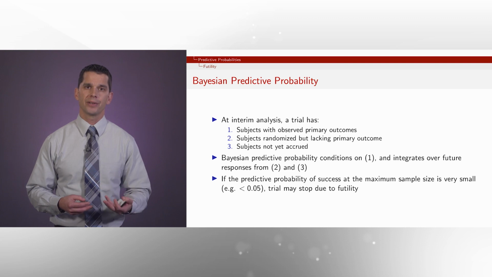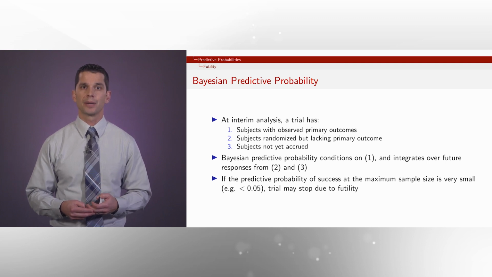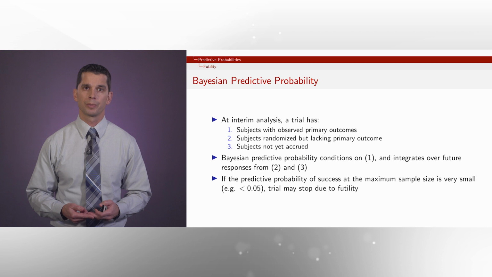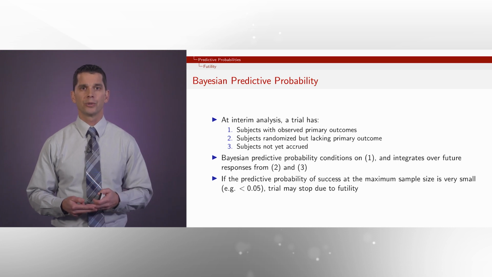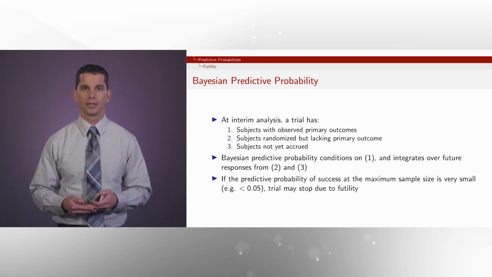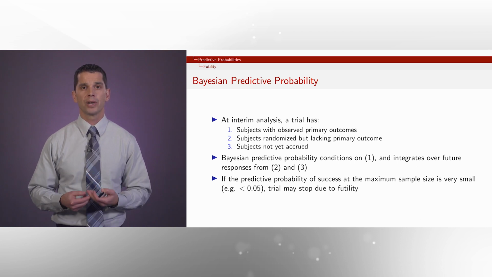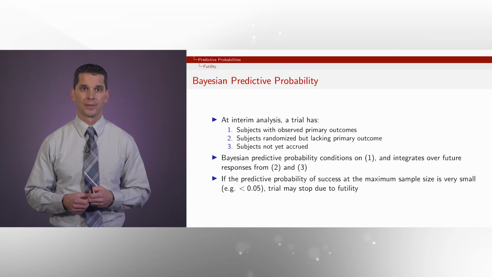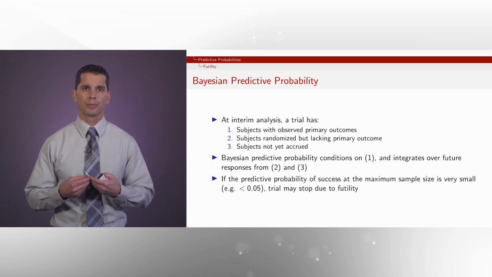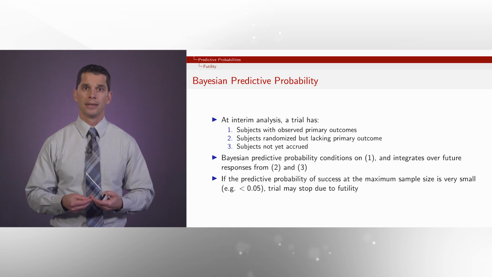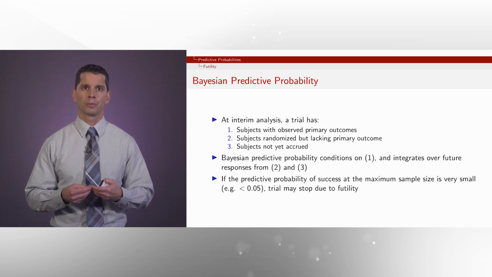At a given interim analysis, a trial is going to have 3 different types of subjects. Number 1, you're going to have subjects with observed primary outcomes. 2, you'll have subjects who are randomized but are lacking the primary outcomes, because they haven't had sufficient follow-up yet. And 3, you have subjects who are not yet enrolled. Now, a Bayesian predictive probability is going to condition on subjects with complete data in number 1, and it's going to integrate over all future possible responses from patients with unobserved outcomes.